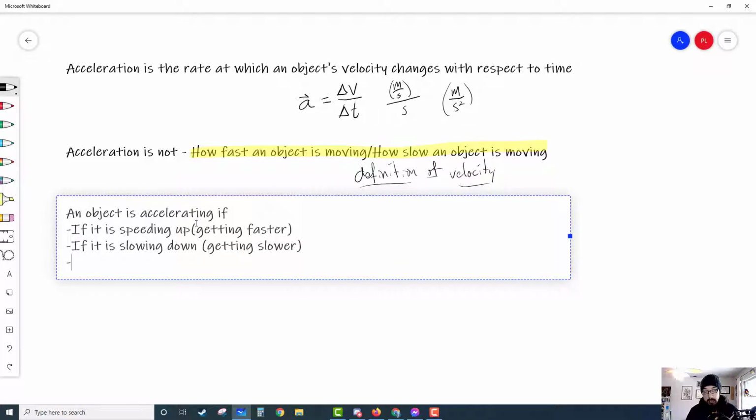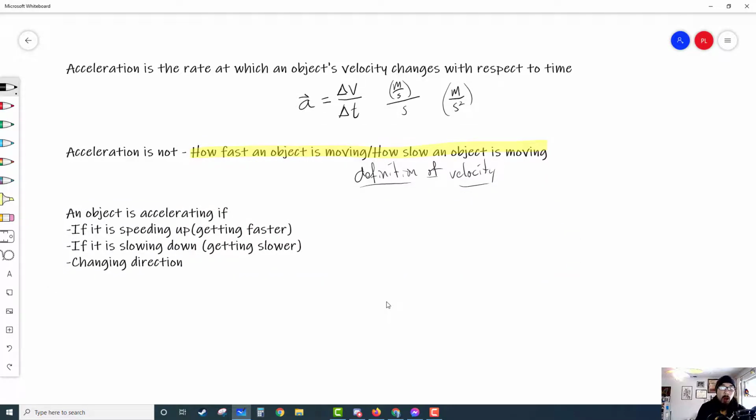I guess this means it's getting slower. Another one is, and this one will come up later, that it is changing direction. These are the three criteria that let us know if an object is accelerating: if it's speeding up, if it's slowing down, or if it's changing direction. And what I want to do is showcase why these are the three criteria. We'll do the changing direction one later. We'll do the first one.